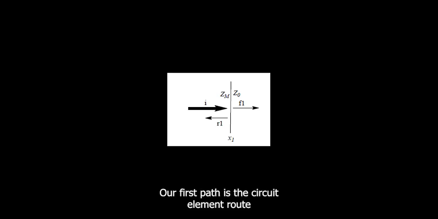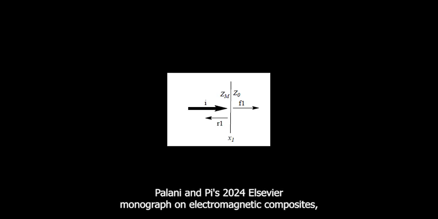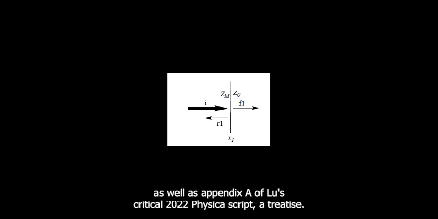Our first path is the circuit element route, derived from standard transmission line theory. This methodology is detailed in section 4.2.2.1 of Thomas, Paoloni, and Pi's 2024 Elsevier monograph on electromagnetic composites, as well as Appendix A of Liu's critical 2022 Physica Scripta treatise.